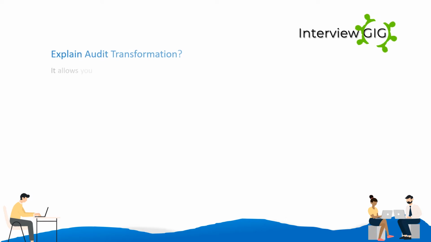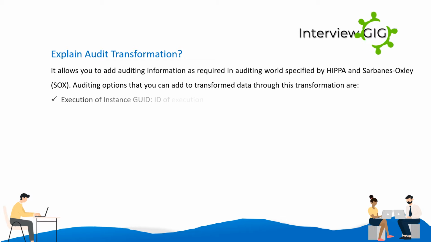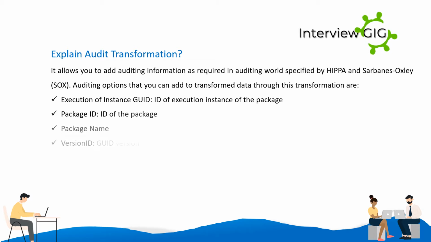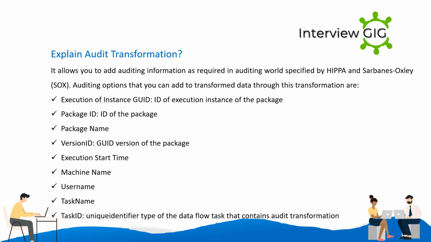Explain audit transformation. It allows you to add auditing information as required in the auditing world, specified by HIPAA and Sarbanes-Oxley, SOX. Auditing options that you can add to transform data through this transformation are: execution instance ID, the ID of the execution instance of the package, package ID, the ID of the package, package name, version ID, the version of the package, execution start time, machine name, username, task name, task ID, the unique identifier type of the data flow task that contains the audit transformation.